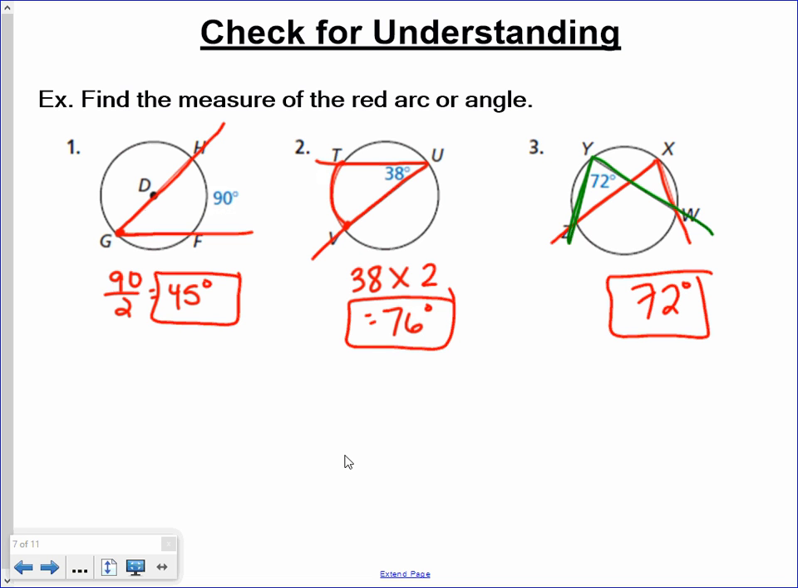Okay, so I know that wasn't on your sheet, but there's a little overview for you. All right, that's the basics of today, the inscribed angle stuff. Angle is half the arc. Arc is double the angle. Questions?